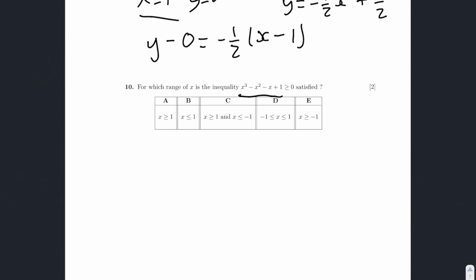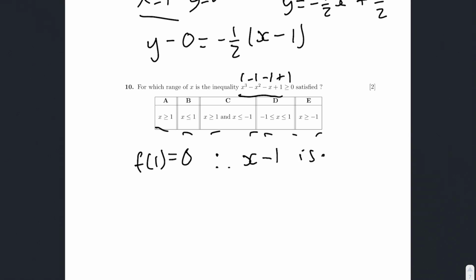So looking at this curve here, let's try and sub some values. Well, actually, in the answers here, we can see that it has 1, minus 1. So it would be worth trying 1 or minus 1. So just thinking about putting 1 into it, we'll have 1, minus 1, minus 1, plus 1. So that will be 0. So f of 1 equals 0.